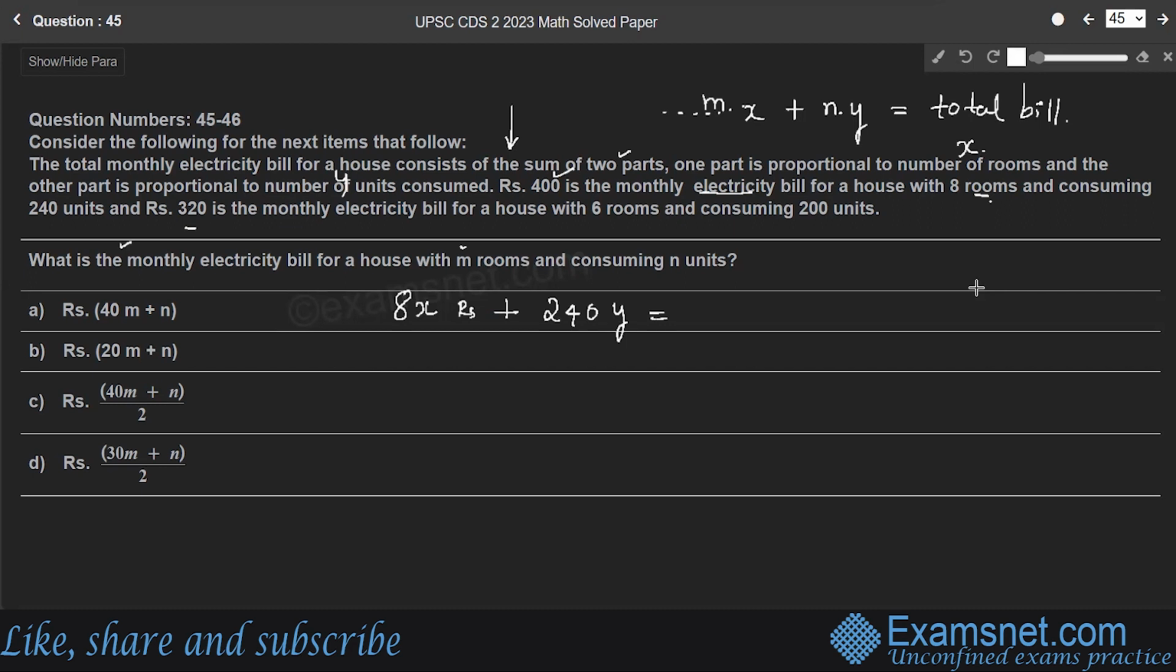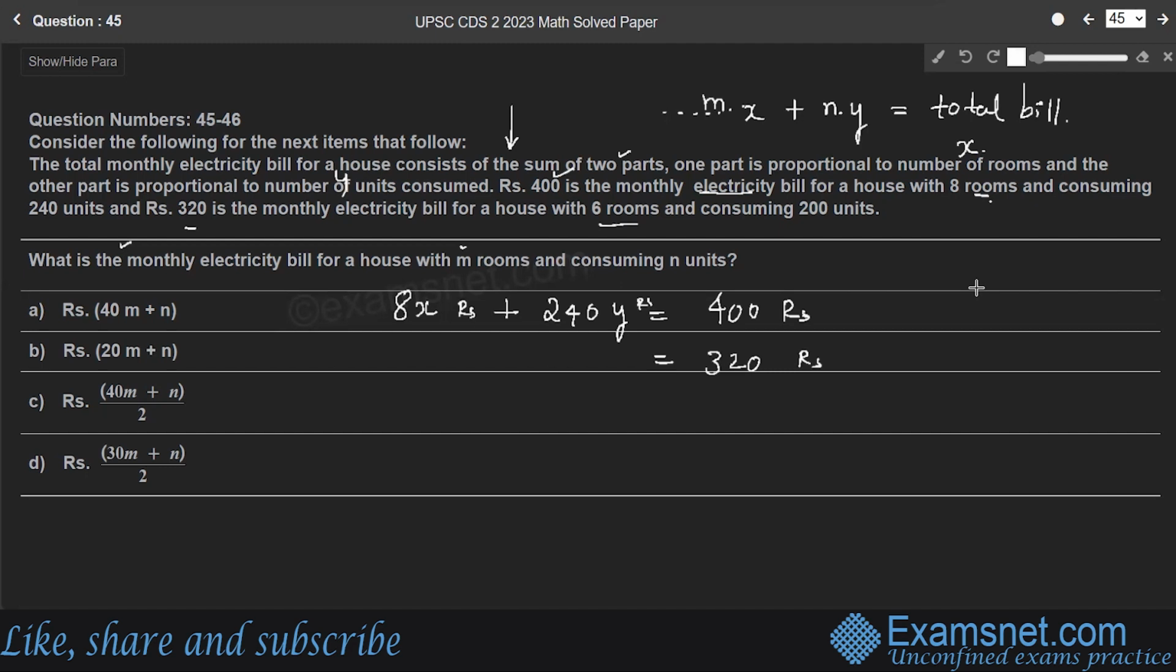Their sum is equal to the total bill, which is 400 rupees, right? Therefore, 8x rupees plus 240 into y rupees gives the total bill. And another house, we'll consider another house whose bill is 320 rupees. Total bill is 320 rupees, right?